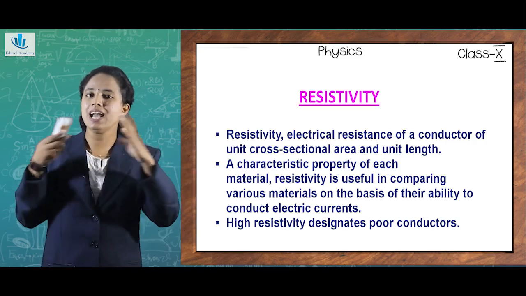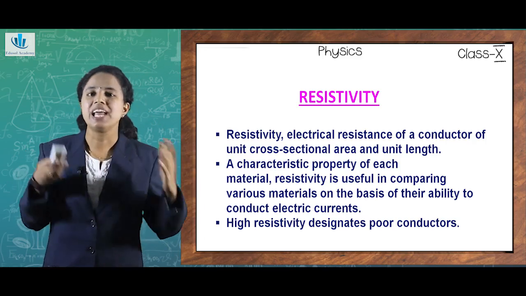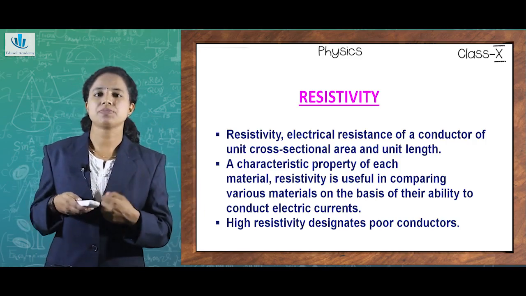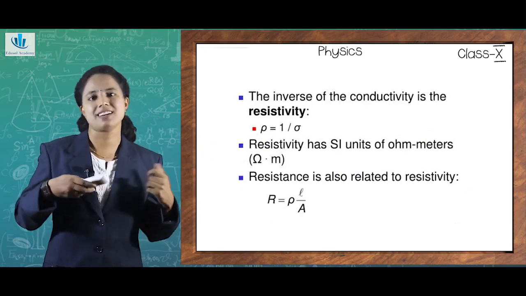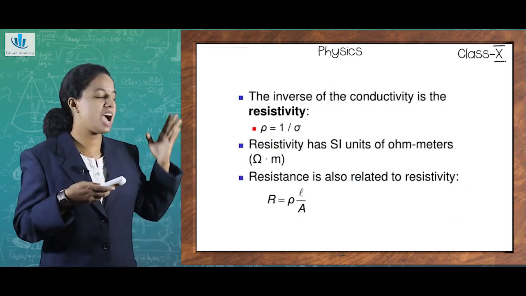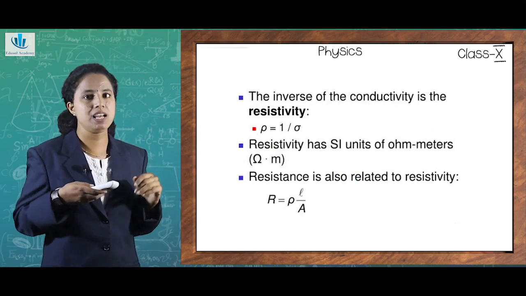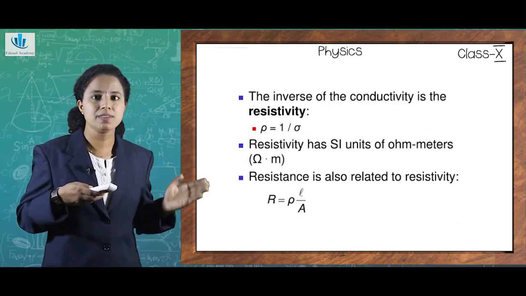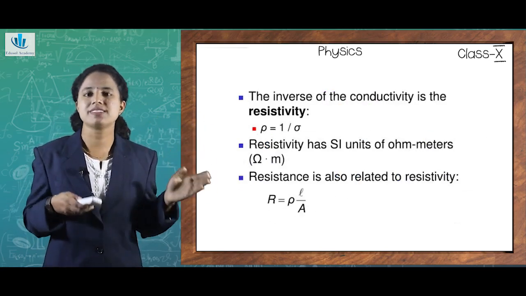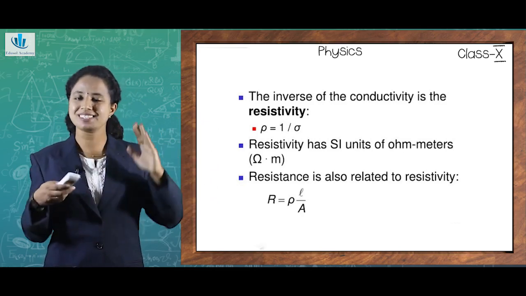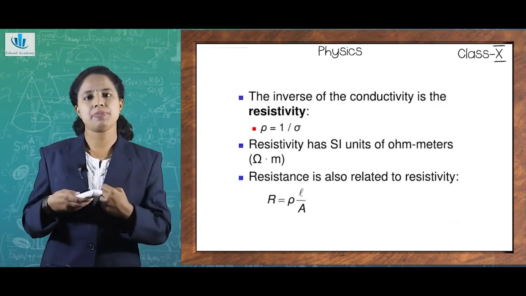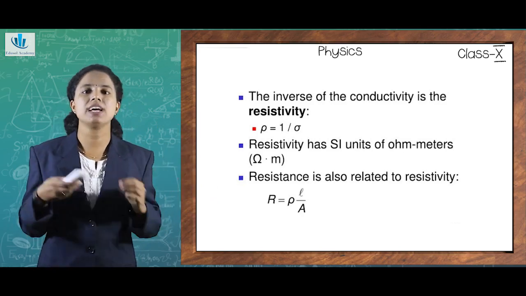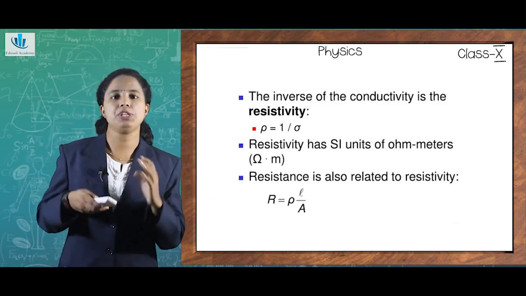So, resistivity and conductivity are inversely proportional. The inverse of conductivity is called resistivity. So, resistivity, which I may mark by the symbol rho, equals 1 by sigma. Sigma denotes the conductivity. So, resistivity and conductivity are inversely proportional. The resistivity has the SI unit of ohm meter.